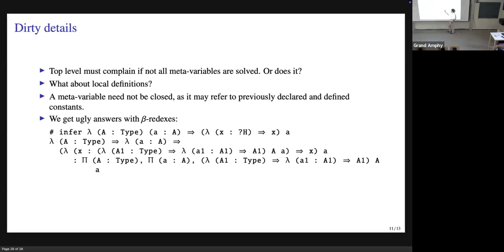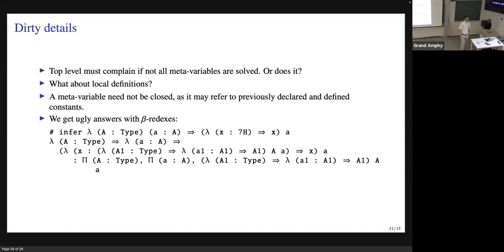So here's our running example. A is a type, little a is a big A, lambda x, unknown h. Earlier, you told me that this h is supposed to be capital A. You run this in the implementation that I described, that you have in the course materials. You get this answer. Is it the correct answer?